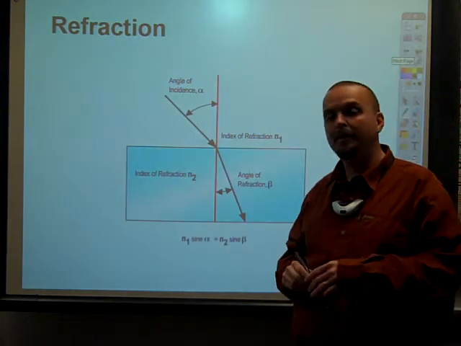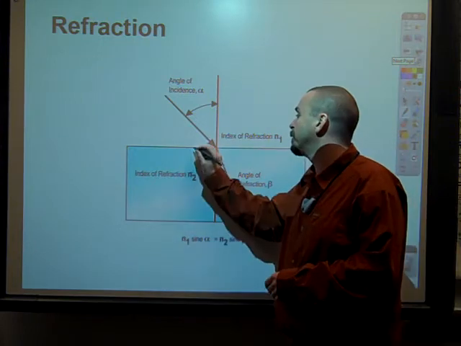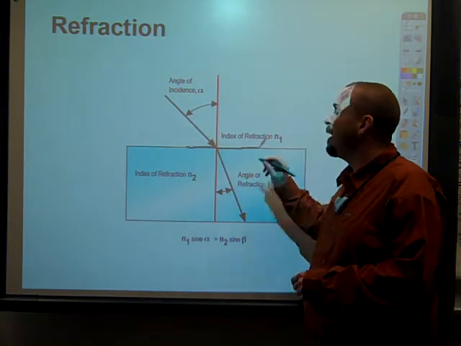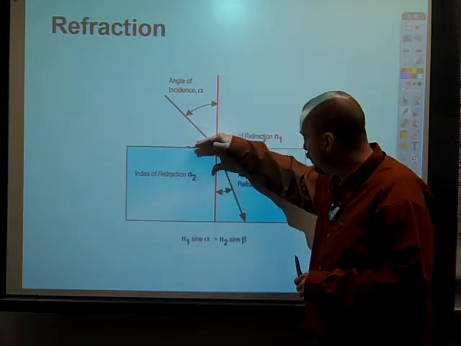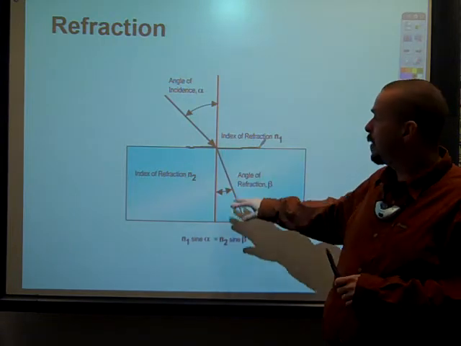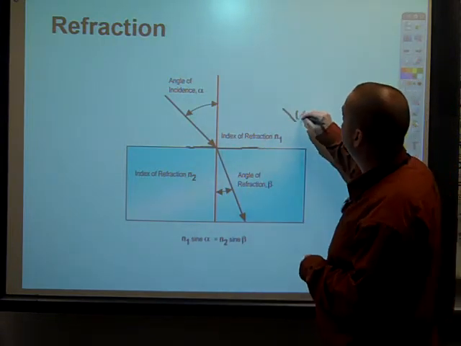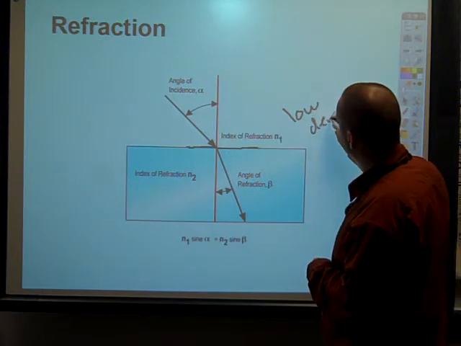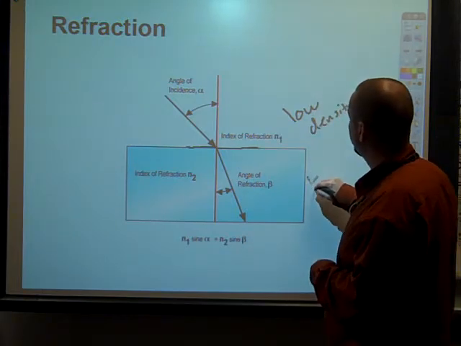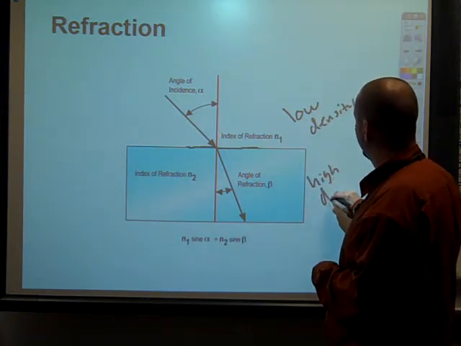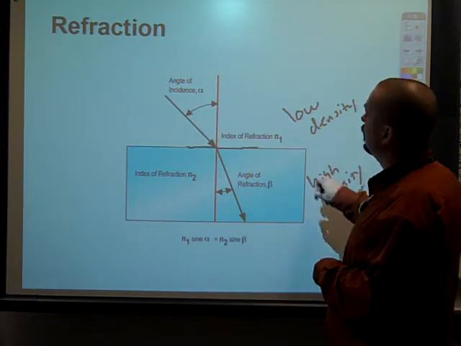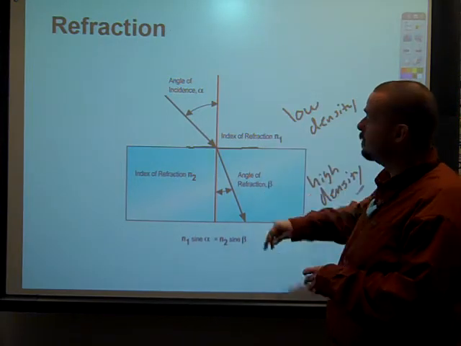Refraction. This time, instead of bouncing off the barrier, and this is our barrier, this is our surface right here, instead of bouncing off that surface, we go through that surface. We go from one medium to another. And if there's a different density from one medium to the next, so let's say this is low density up here, high density down here.